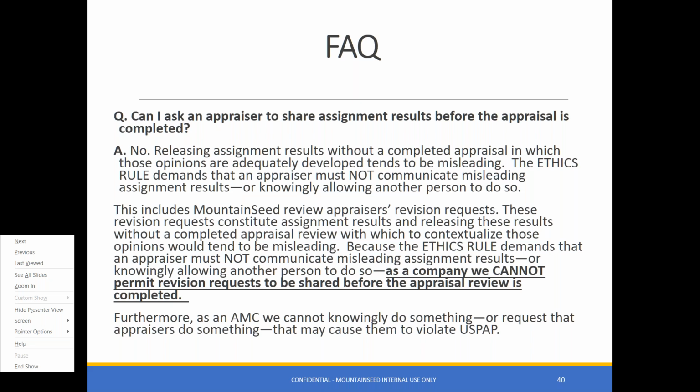Sharing that contract, if it's a purchase, does not violate USPAP. As a matter of fact, the appraiser is required in the regular course of business to procure that contract as part of the assignment.